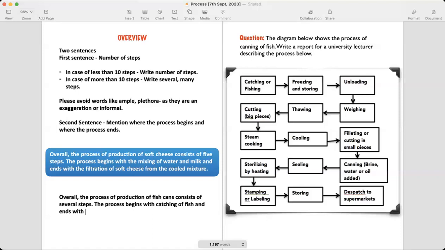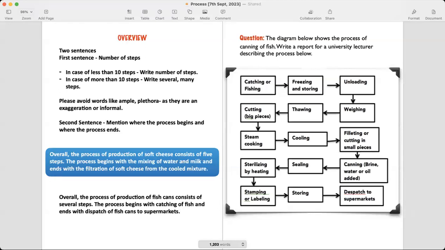Dispatch. Yes. Dispatch to the supermarket. Dispatch of what, Elizabeth? What are we dispatching? Fish cans. Yes, dispatch of fish cans to supermarkets.